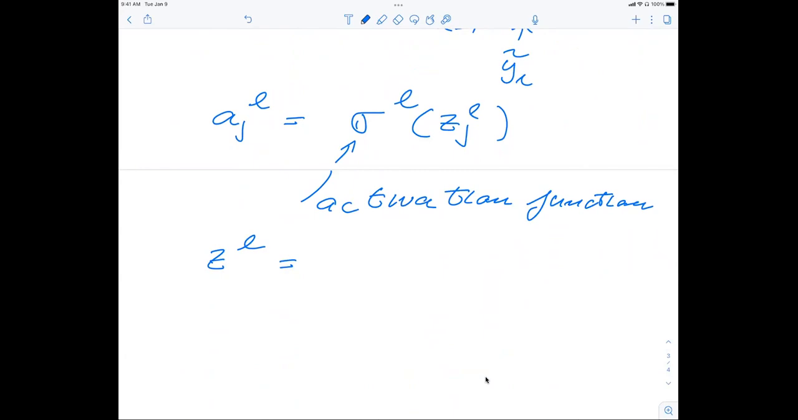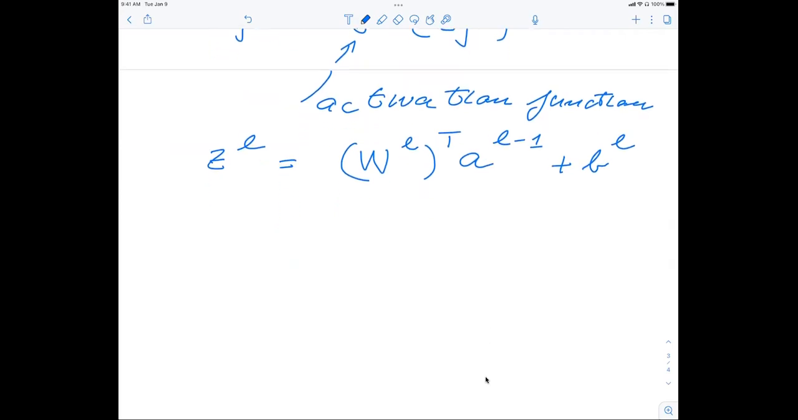And one way of writing this is in terms of the matrix which contains the weights for layer L transpose, multiplied with the vector of the outputs from layer L minus 1, plus the vector B, the biases for layer L. So I'm just bringing up some notation now.